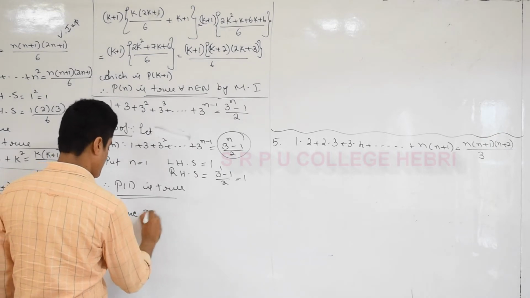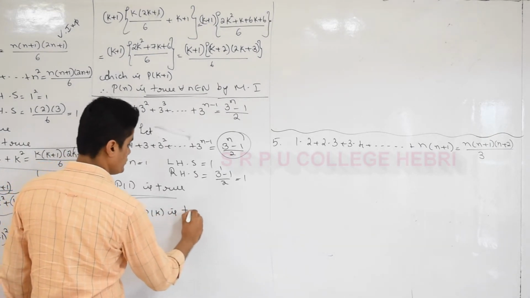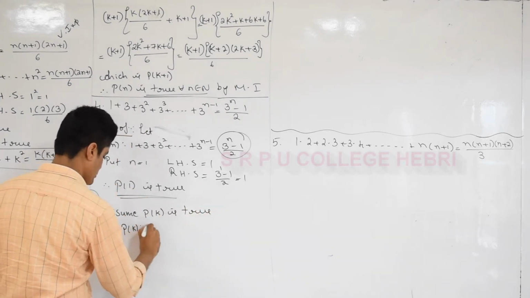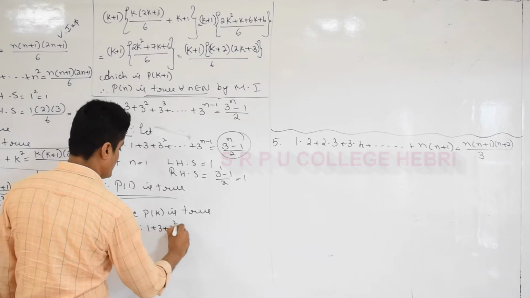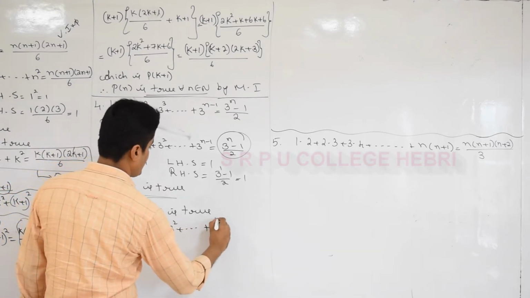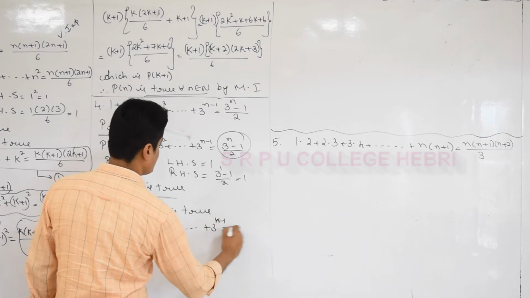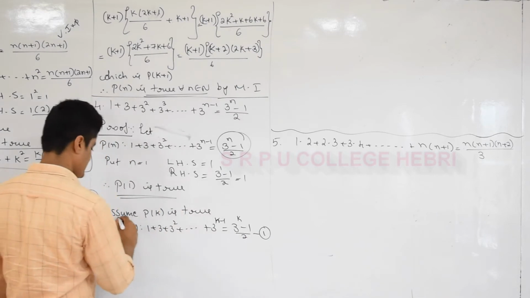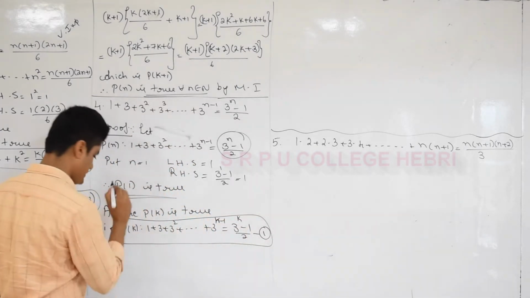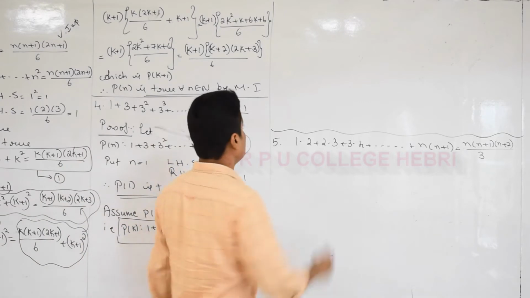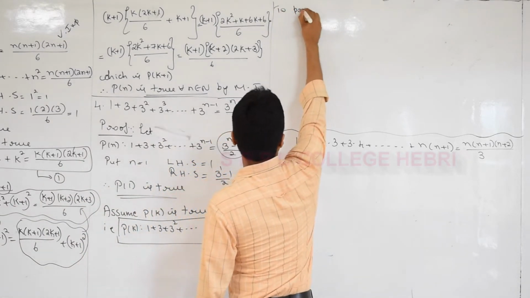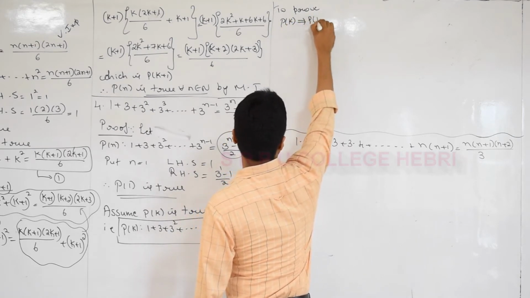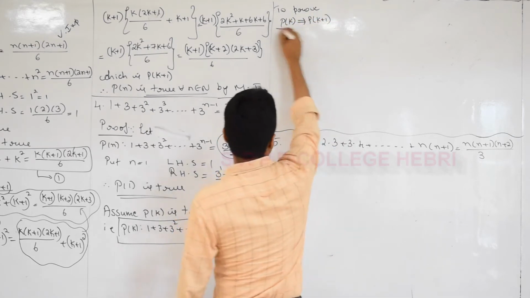Next, assume p of k is true. What do you mean by that? p of k is 1 plus 3 square and so on up to 3 power k minus 1 is equal to 3 power k minus 1 by 2, is true. This you are going to use to get whatever is required. Now what is required? Required is p of k implies p of k plus 1. So this we have to get.